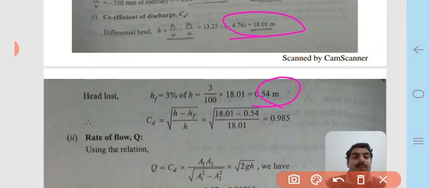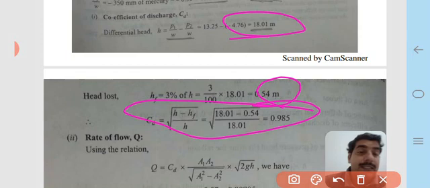And therefore the CD value is calculated with the help of head and head lost. That is, CD is equal to under root of H minus HF upon H, which is equal to 0.985. This is the value of CD calculated with the help of this formula.